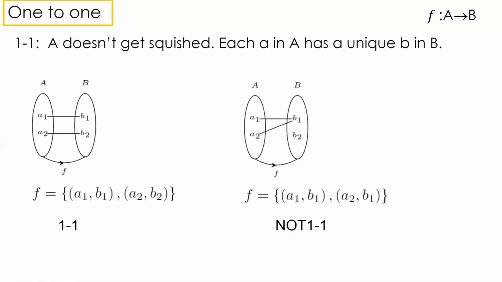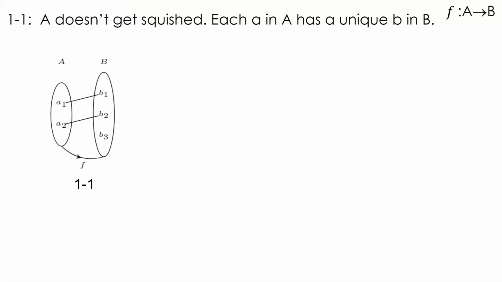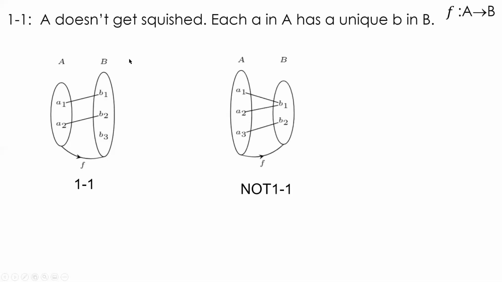Now size is sometimes important. If we look at something like this, I've got A1 going to B1, A2 going to B2. Looking at it like that, it is one-to-one because each A has a different B. I could have made this squished. I could have made A1 go to B2, and then it wouldn't be one-to-one. So it doesn't matter that B is bigger. It can be one-to-one if B is bigger. However, if B is smaller, there's no way it can be one-to-one. You must get some squishing to get all of A into B.